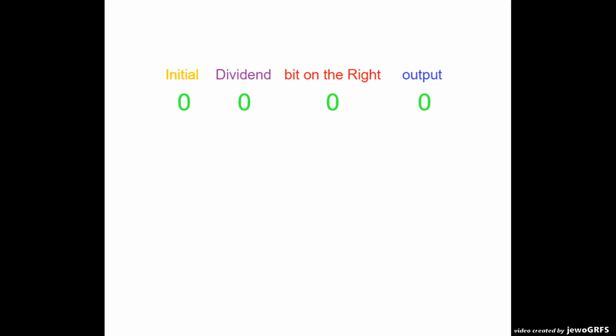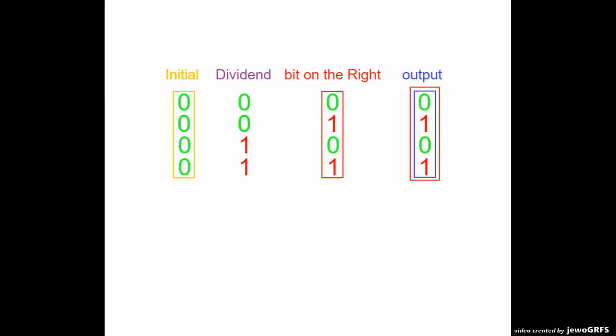And we start with zeros, so we are not at initial stage. In that case, I want to have as an output my bit on the right. So the value of the bit on the right is 0, so my output is 0. Now we go further. This time the bit on the right is 1. So in this case, as an output, I want to have that bit on the right, the value of 1. Now, again, our bit on the right is 0, so our output will be 0. And the last one, our bit on the right is 1, so our output is going to be 1. As you can see, when our initial stage is green, it means it's 0. I want to have as an output a copy of that bit on the right.